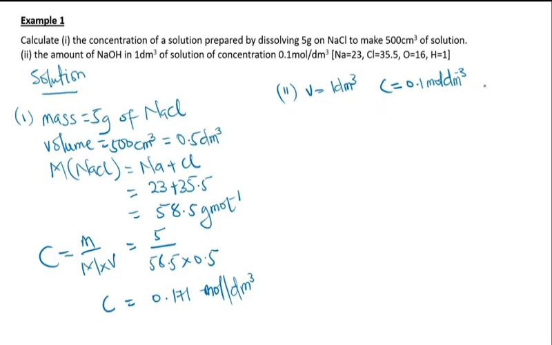Amount of sodium hydroxide means we need to find the mole, or n. But we know concentration is mole over volume. Now that we have the concentration and the volume, our mole is simply the concentration multiplied by the volume. So our mole is equal to 0.1 multiplied by the volume, which is 1. So the mole in this example is 0.1 mole. Alright, let's have a look at another example.